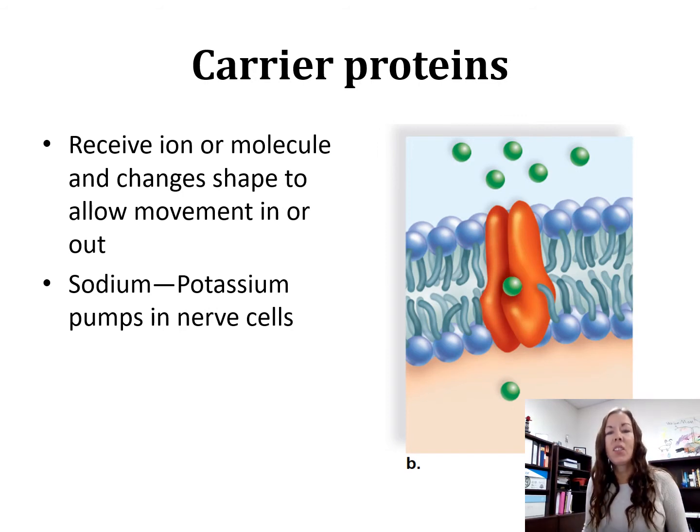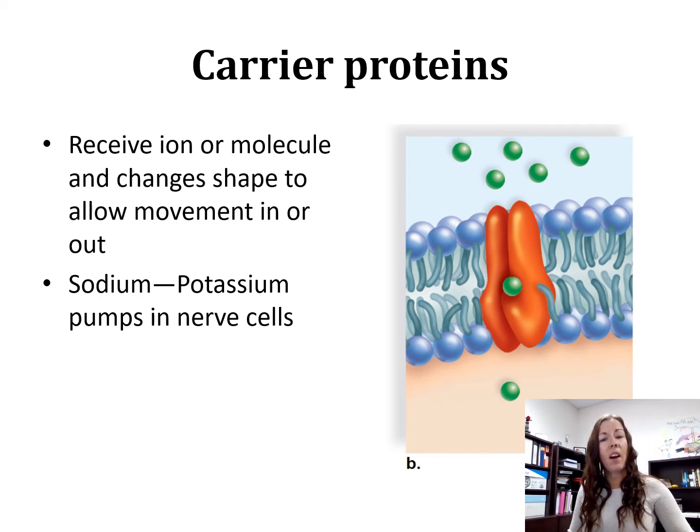Carrier proteins are important proteins because they essentially receive an ion or a molecule, and they change shape to let that molecule pass. And a really good example of that is the sodium-potassium pump in nerve cells. So they really do change shape to allow sodium to go one way and potassium to go the other way.